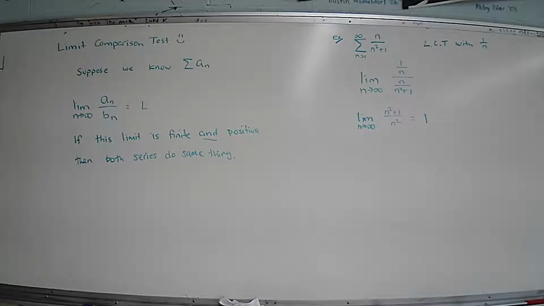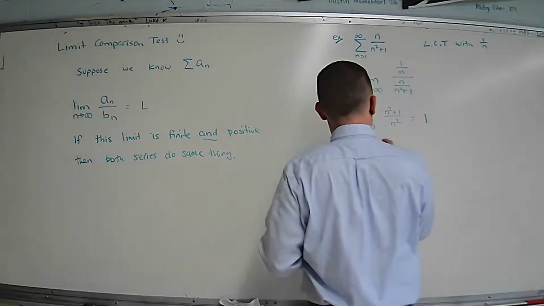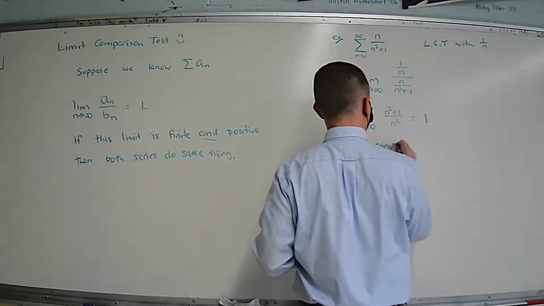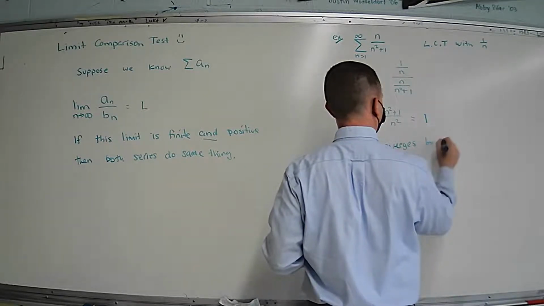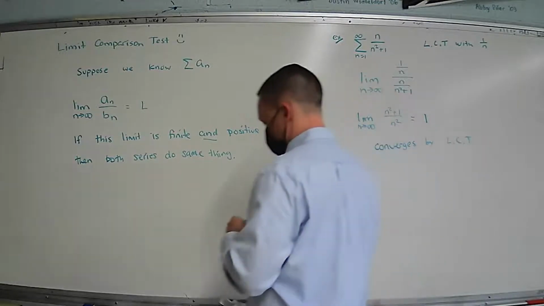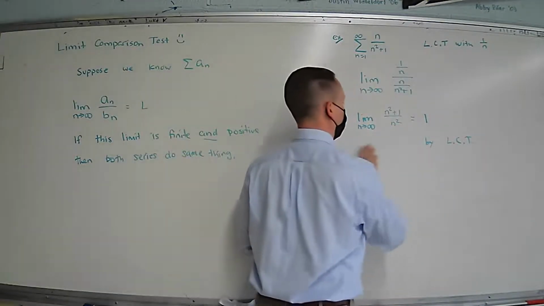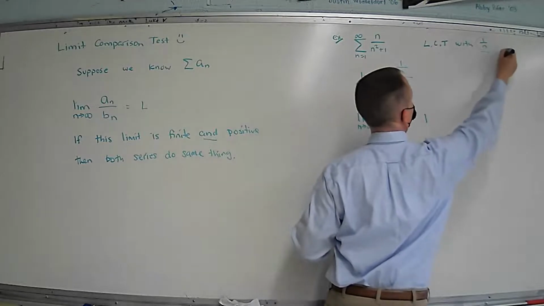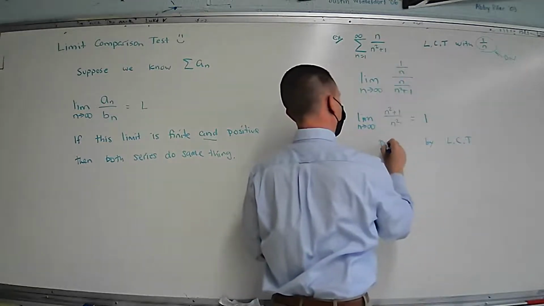You follow what I'm saying? Because in the nth term test, if you get 1, that means the series diverges. In this test, if you get 1, it could mean it diverges, it could mean it converges. It depends on the series that you were starting with. All right? But this is finite, this is positive, so this guy converges by the LCT. Oh, thank you. No, you're right, it does diverge, because 1 over n, he's a diverger.